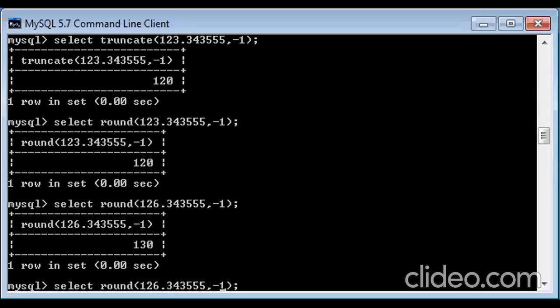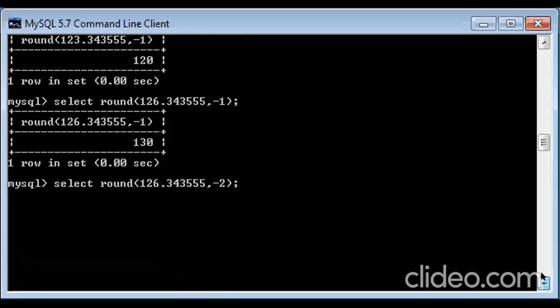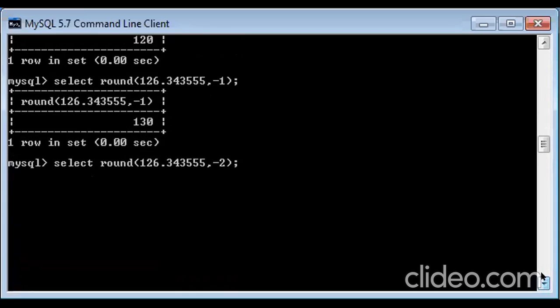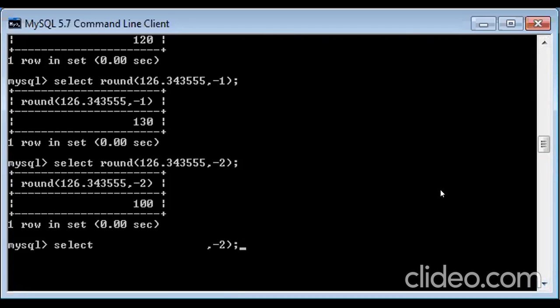And similarly, if it is given over here -2, then what do you think the output would be? 126 and -2. So it will round in the hundreds place. What would it be then? 200. No, sorry, 100. It will be 100. So the answer will be 100. So when will it be 200 then?